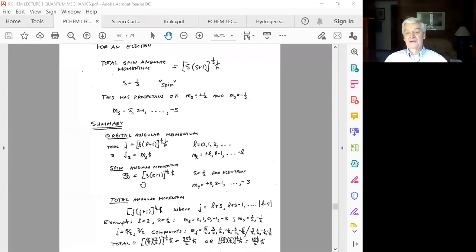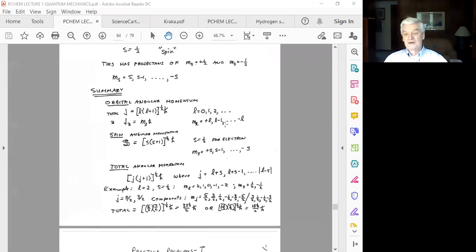Spin angular momentum, as I showed you up here, it's just the square root of s times s plus 1, times h bar. For an electron, spin is a half. For atomic systems, we can wind up with spins of 1s or 3 halves and things like that.